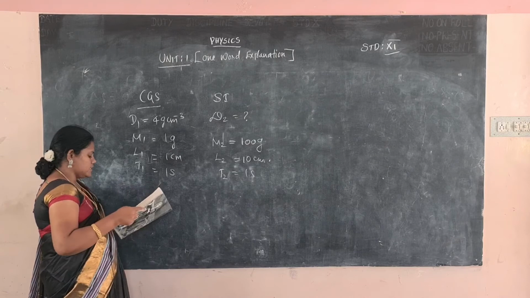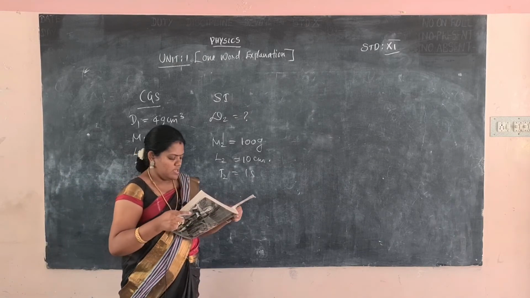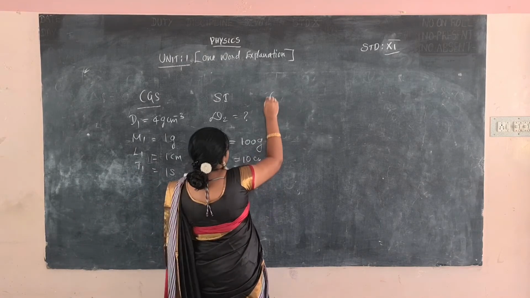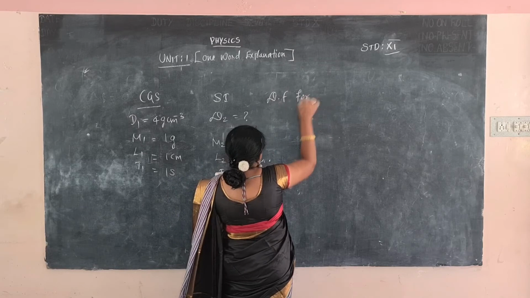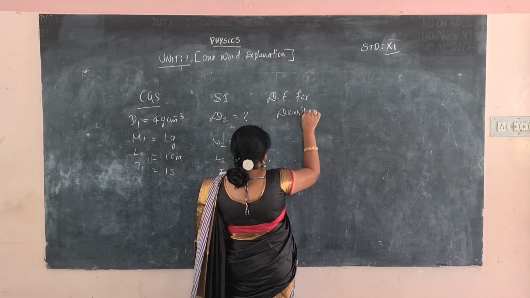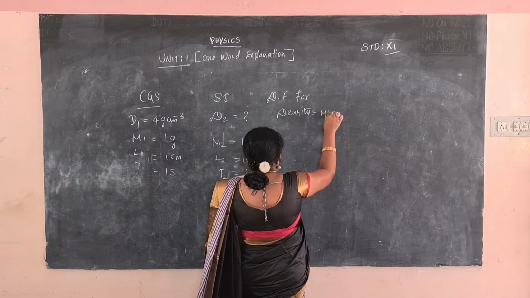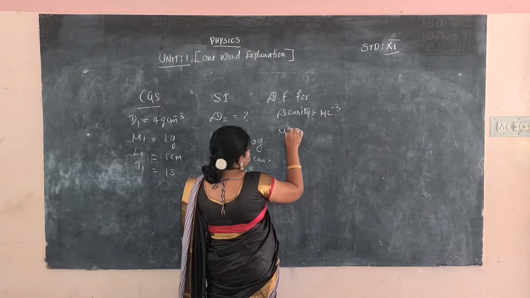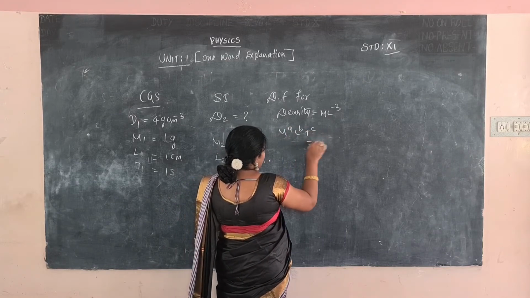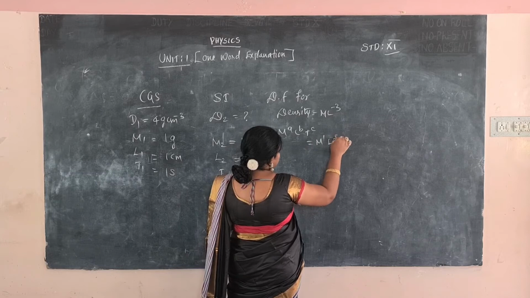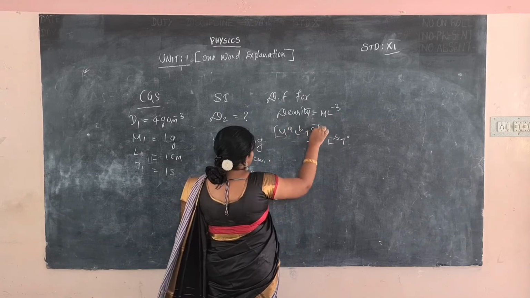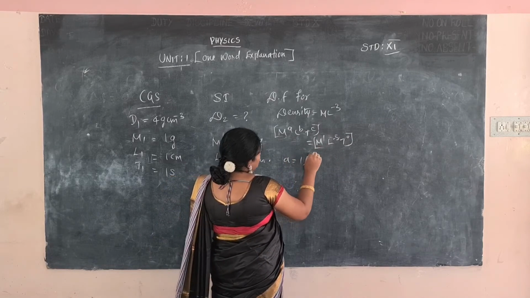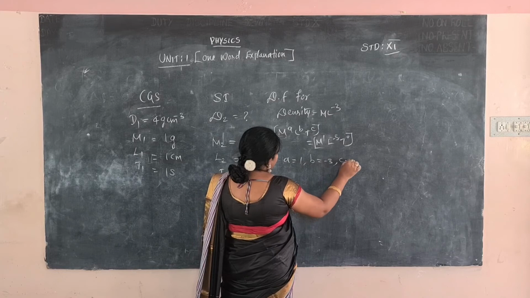First you have to mention the a, b, c values. First mention the dimension formula for density, which is M L power minus 3. So what's the a value, the b value, the c value? M power a, L power b, T power c is equal to M power 1, L power minus 3, T power 0. Compare the two quantities, then we easily get the a, b, c values. What's the a value? 1. The b value is minus 3. The c value is 0.